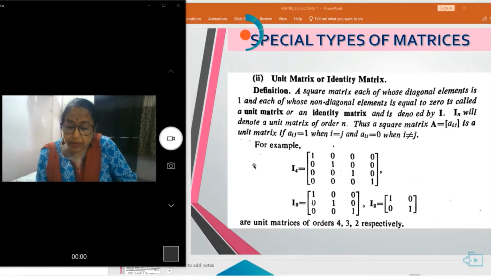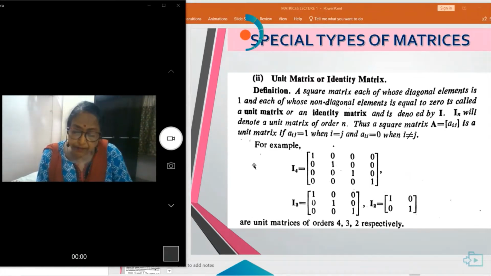Now, the unit matrix or identity matrix. If the diagonal elements of a square matrix are all equal to 1, and the other elements are zero, then it is called an identity matrix. The first one, I4, is a square matrix of order 4. Then I3 and I2 as shown on your screen.